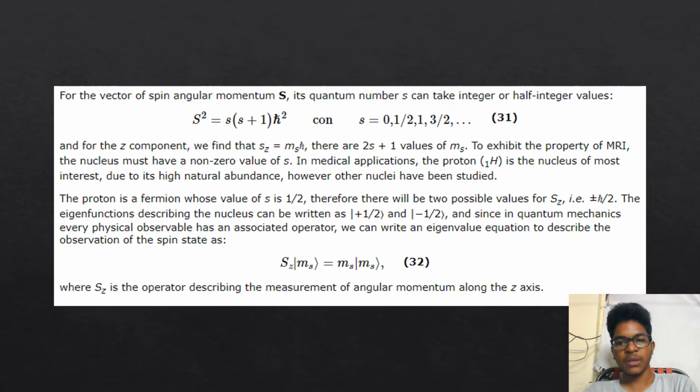Since in quantum mechanics every physical observable has an associated operator, we can write the eigenvalue equation to describe the observation of the spin state as Sz |m_s> equal to m_s h-bar |m_s>, where Sz is the operator describing the measurement of angular momentum along the z-axis.